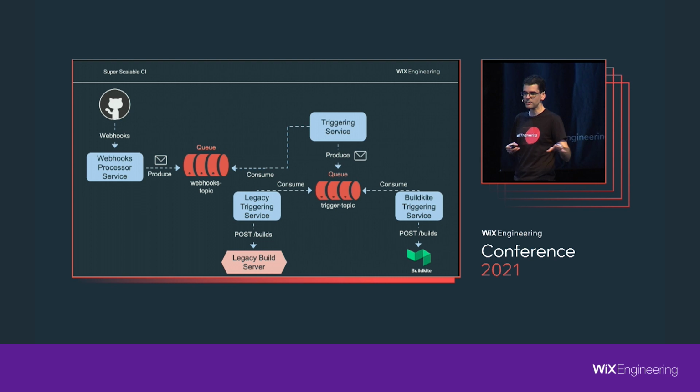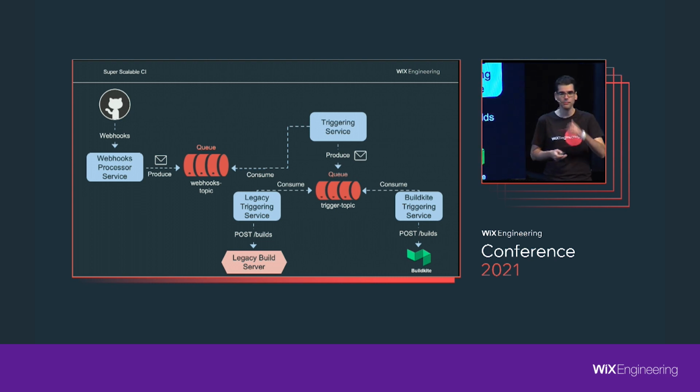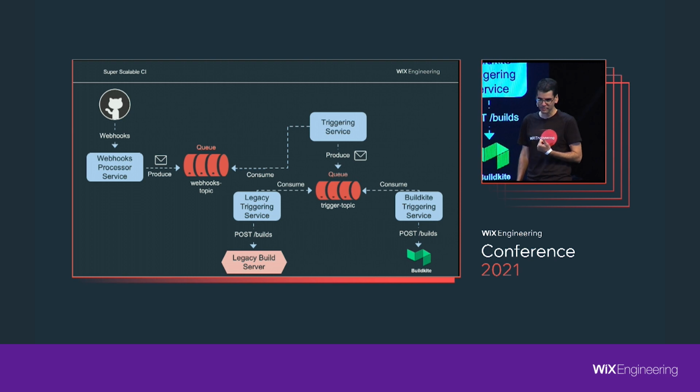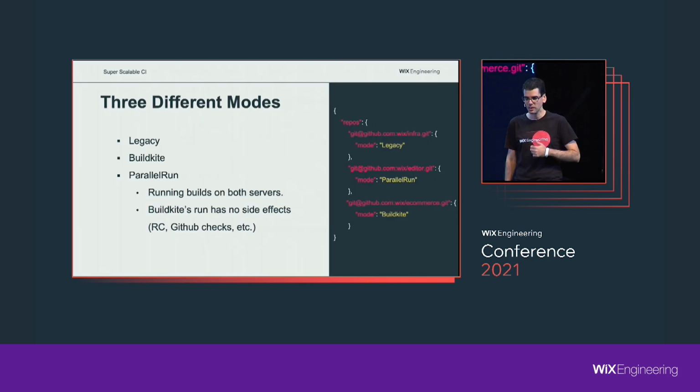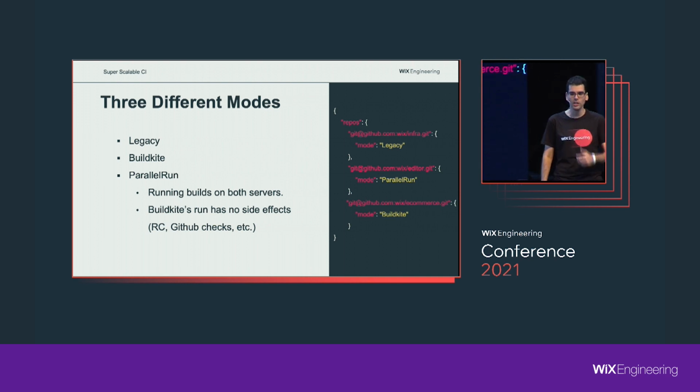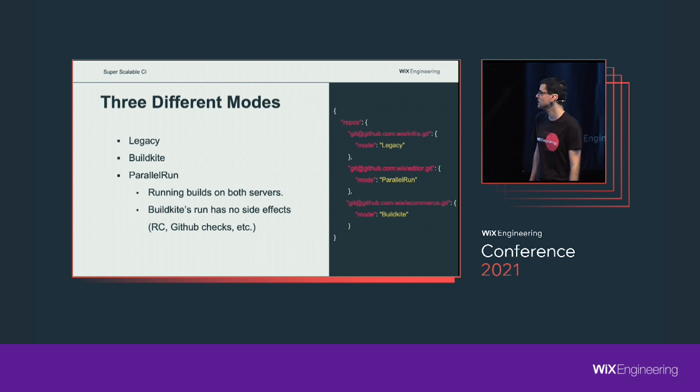Now, moving to that flow, to that architecture, proved to be absolutely crucial for the migration, because we created internally 3 different modes, right? And each repository can be in one of those modes. We have legacy mode. If a repo is defined in legacy, it means that it runs on the old build server, the legacy build server. If it runs in Buildkite mode, then builds are running on the new build server. And if a repository is defined to run as parallel run mode, it means that 2 builds are fired, right? On the old build server and on the new build server.